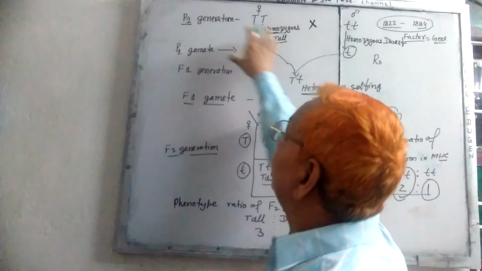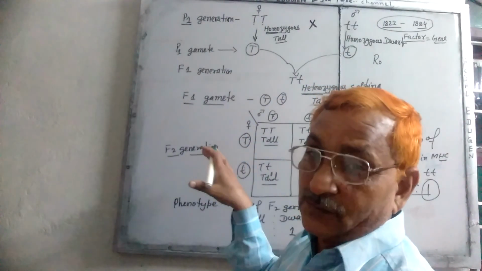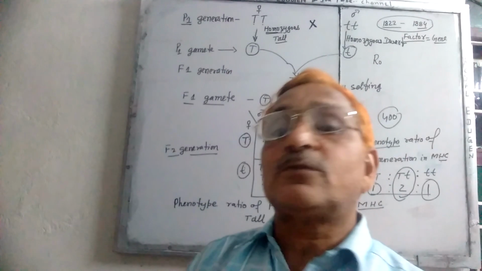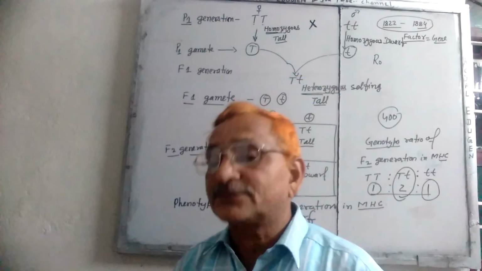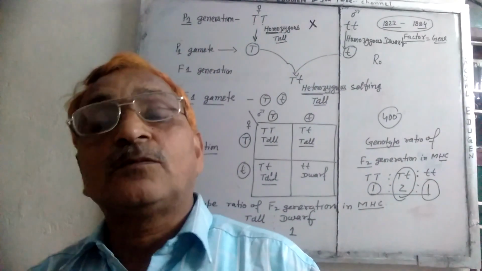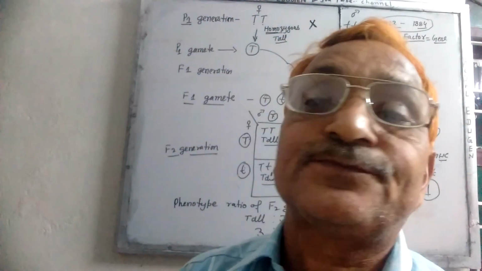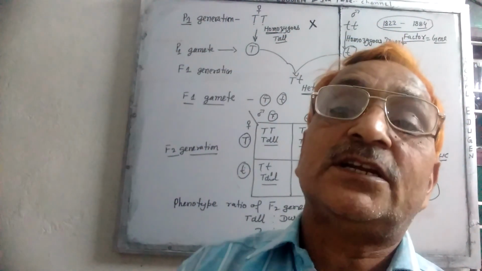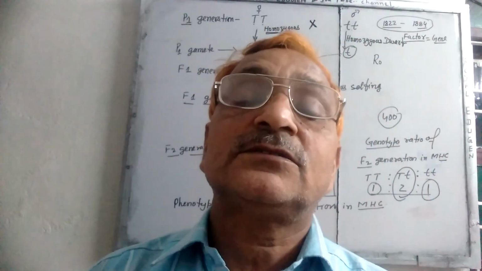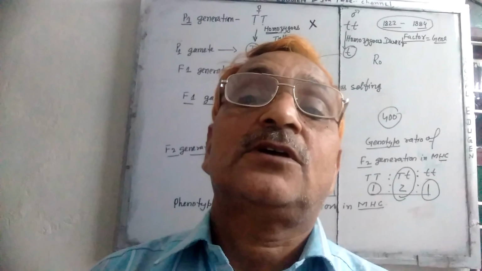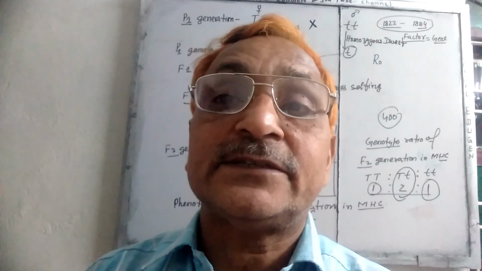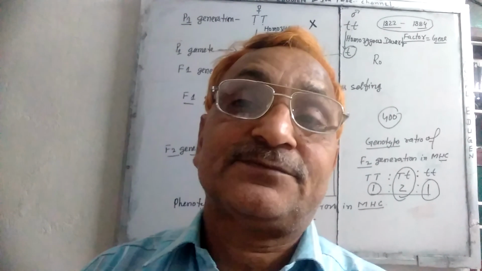Here, I have made a monohybrid cross. Suppose the question is asked: when a tall plant is crossed with a dwarf plant, in the F1 generation all plants appear to be tall. When they were selfed, then in the F2 generation some dwarf plants also reappear. So what is the mechanism behind it? How can you explain this?